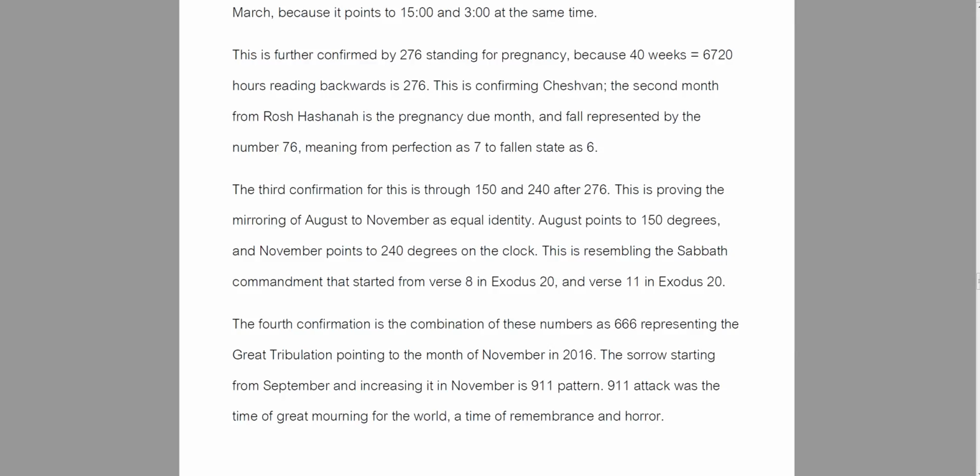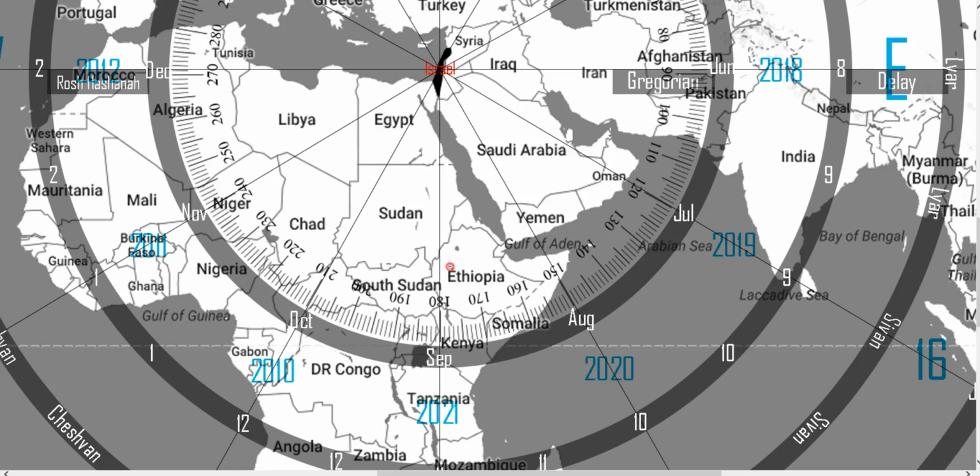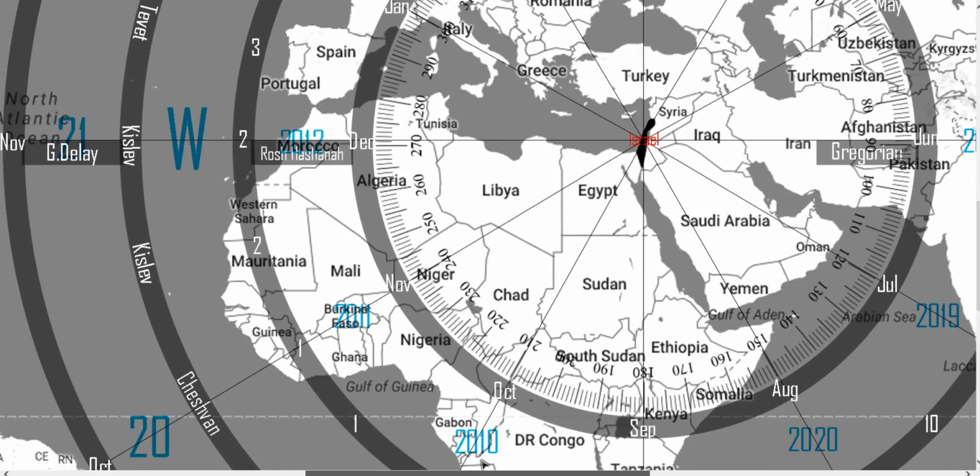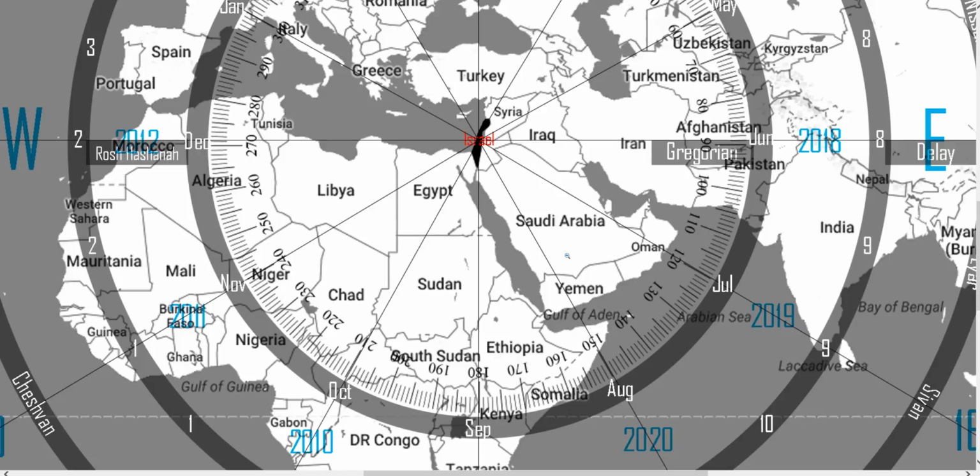So when we look on the clock, 150 degrees points to August, and 240 degrees points to November. So that's confirming August. November is going back to August. That's 240 going back to 150, and that's a confirmation. So that's actually saying that November is going back to August, in relation to the pregnancy count.